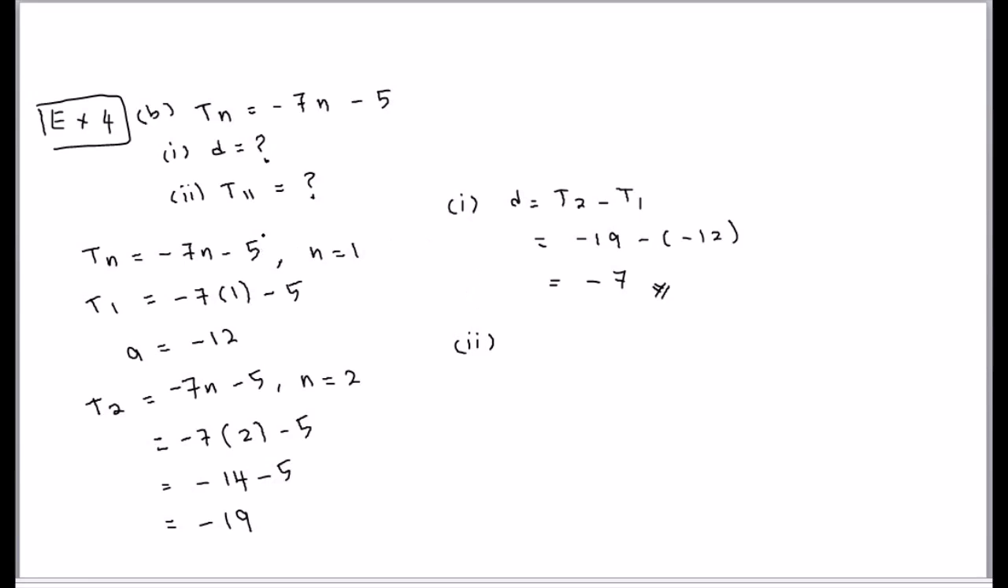Question number 2. We want to find T11. We can use the given formula, negative 7n minus 5, because T11 is when n equals 11. So we can just substitute n as 11. Negative 7 multiplied by 11 is negative 77, minus 5. So we get the answer negative 82.